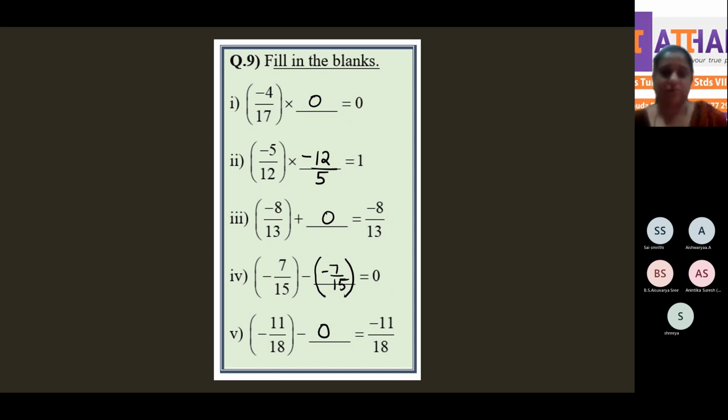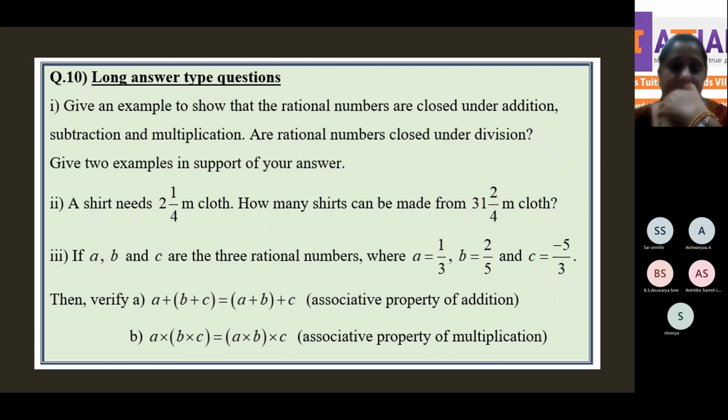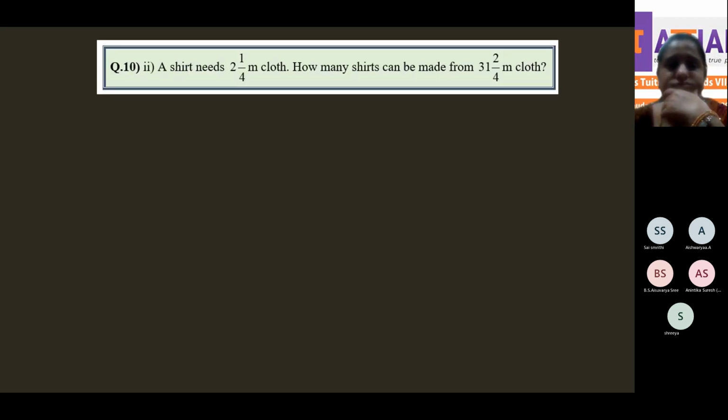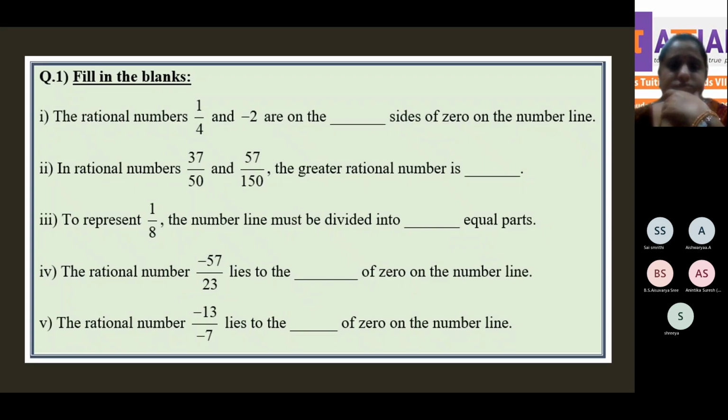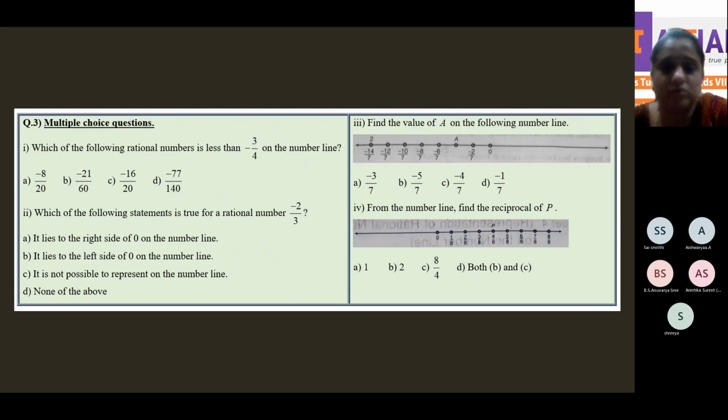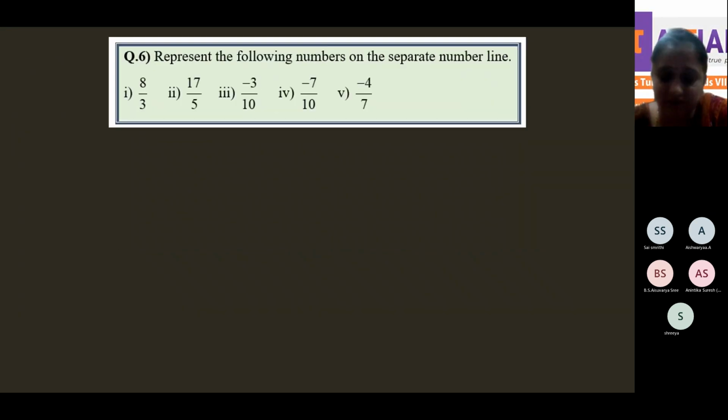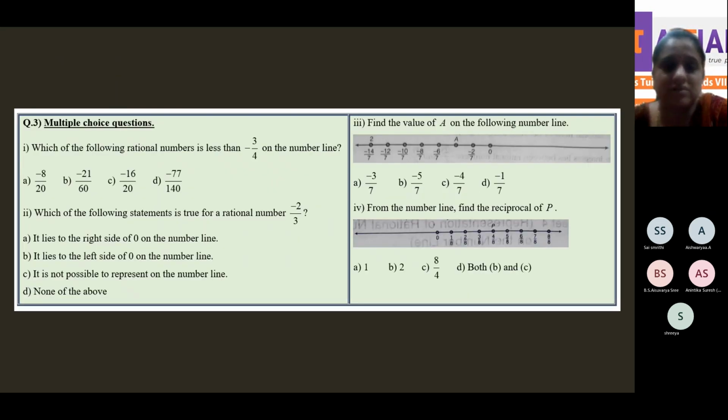Done, ma'am. Very good. One minute, ma'am. Fine. Done, ma'am. Okay. Fine. One minute. We'll do these number line questions and then we'll represent. Yes, we'll do this.